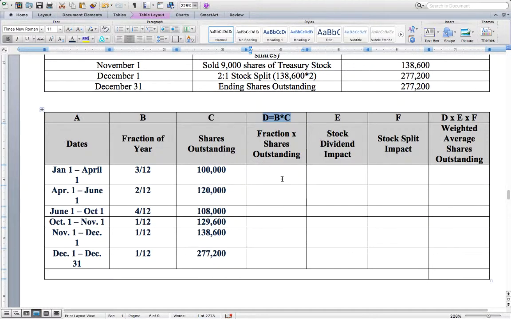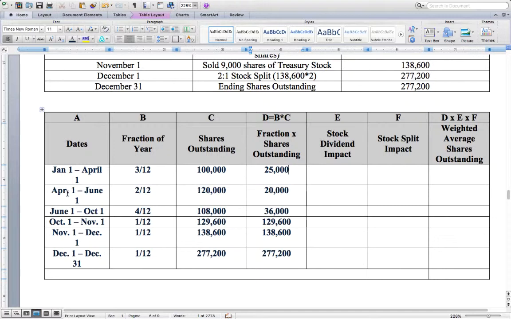So to determine D here, we need to determine the fraction of the year that these shares were outstanding. And then this will give us a calculation in terms of when we determine the weighted average of the shares. So for example, from January 1st through April 1st, so January, February, and March, that's 3/12 of the year, we had 100 shares outstanding. So if you take 100 shares outstanding times the fraction of the year that they were outstanding, that is going to give you 25,000 shares.